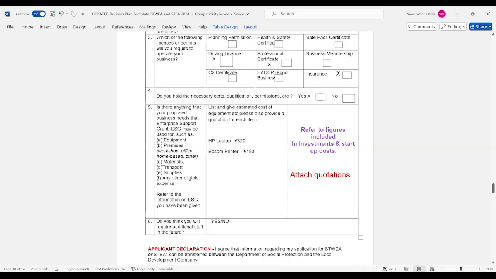So if it's a case that you do plan to apply for that particular funding, list the items here that you intend to apply for the grant or the funding for. But just remember here that these figures you include here, so in this example here, there's 2 figures included for equipment that come to €1,000. Just make sure that they correspond with the figures that you have included in the investment and startup costs section of this plan.